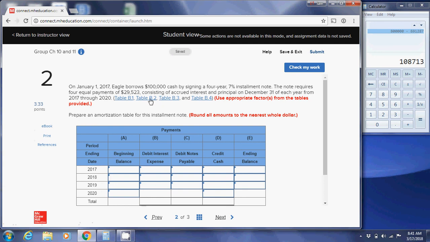And really, the only time you would need to figure this out would be to try to calculate this payment, to figure out what payment should be made. They've already given us the payment amount, so we certainly wouldn't need to. However, if we did, all we would need to do is look for the factor that would help us calculate this payment for $29,523. Well, how would we do that?